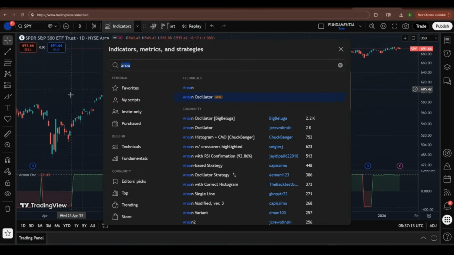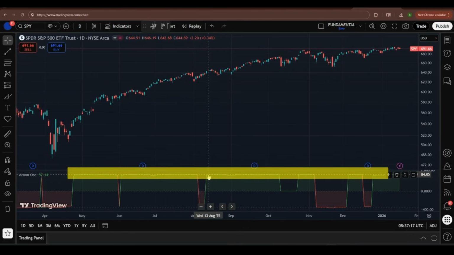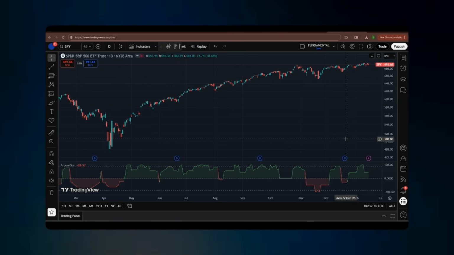I'm pulling up the standard Aroon on TradingView. See how these lines cross? When the green line is at 100, it means we just hit a new high. When it drops, it means time is passing without a new high. We want to recreate this behavior in our code.